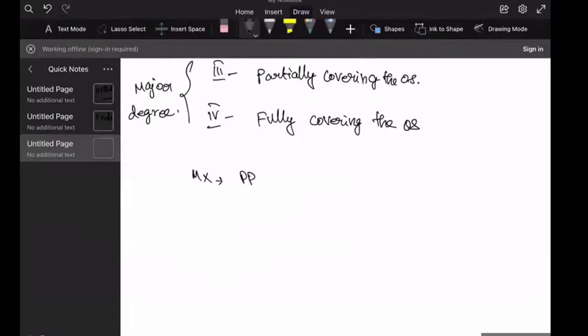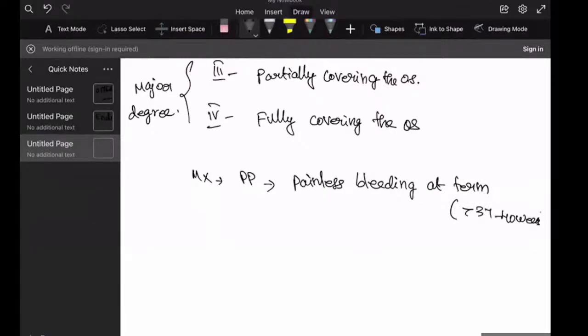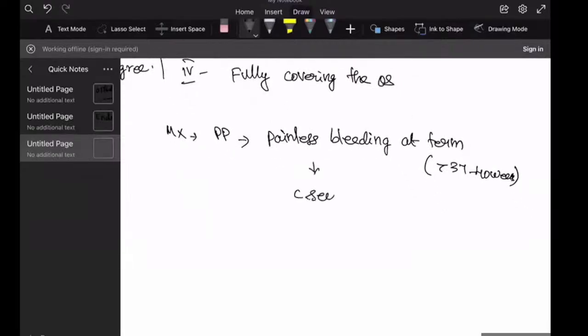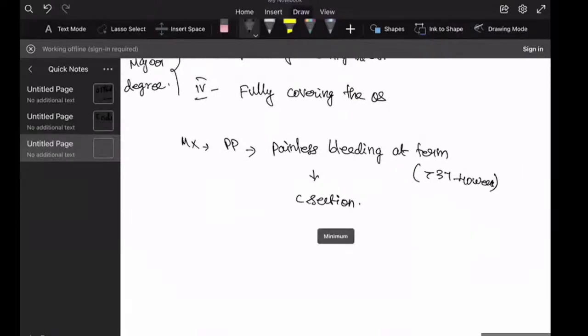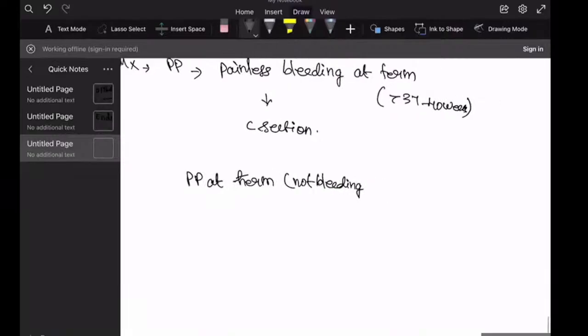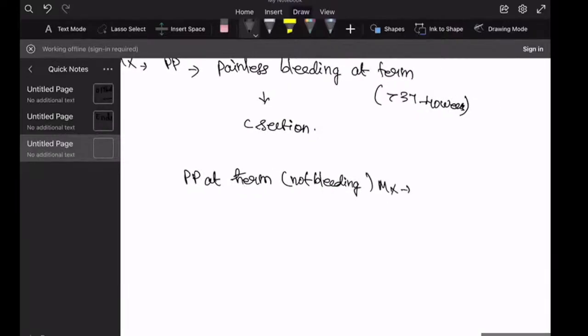Antepartum hemorrhage in placenta previa is a painless bleeding. If there is painless bleeding at term, like more than 37 to 40 weeks of gestation, management is going to be cesarean section. If it is not bleeding at term, management is going to be a vaginal or normal delivery.